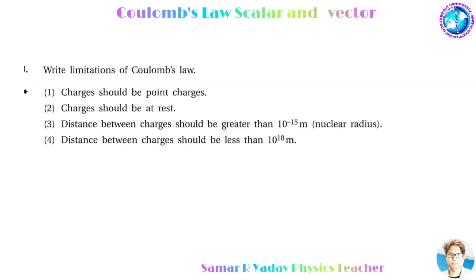Write the limitation of Coulomb's law. First, charges should be point charges. Second, charges should be at rest. Third, distance between charges should be greater than 10^-15 meter, the nuclear radius. And fourth, distance between charges should be less than 10^18 meter.